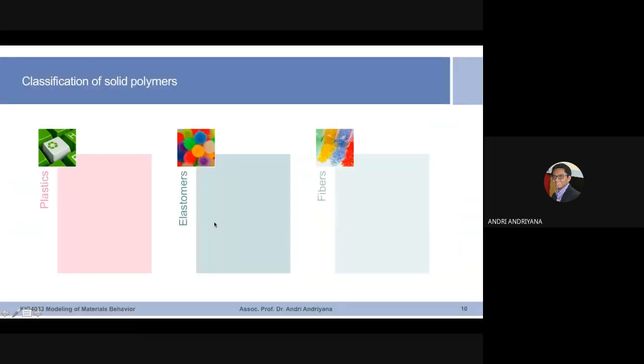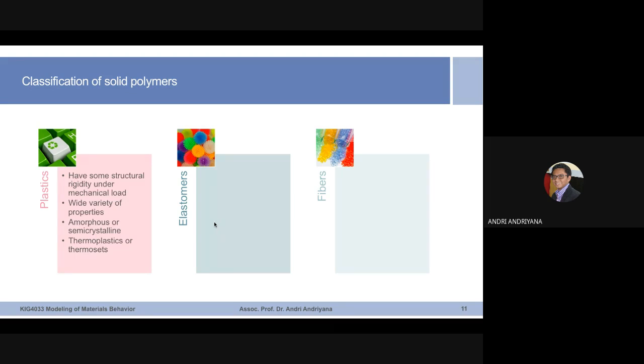Okay, so there are three large classifications of polymer. First is plastics, elastomers, and then fiber. Let's have a look one by one at the differences between these types of polymer.